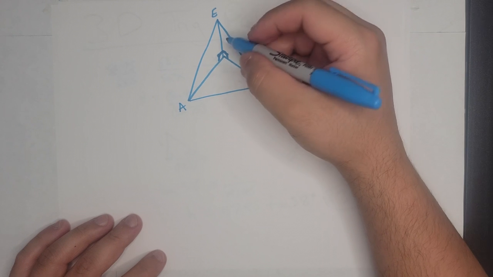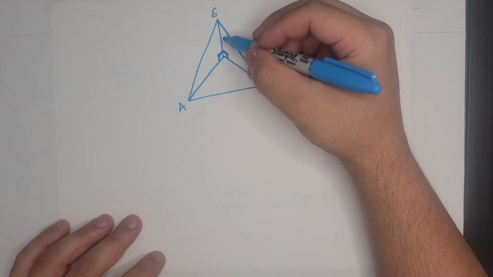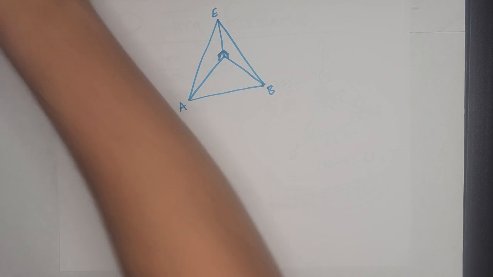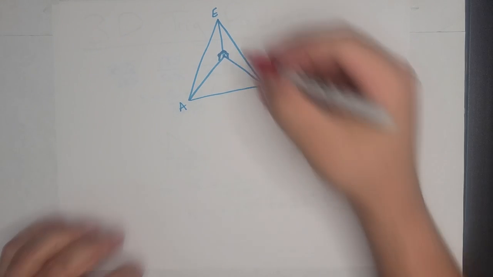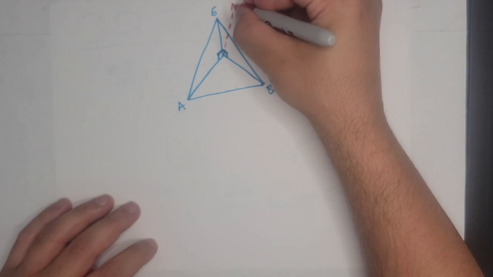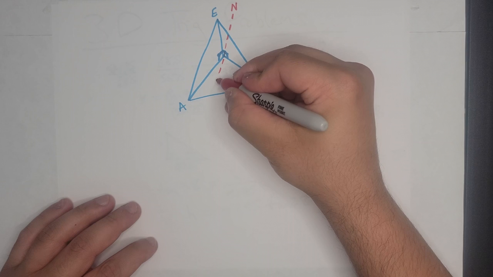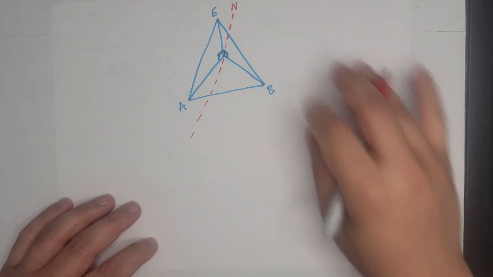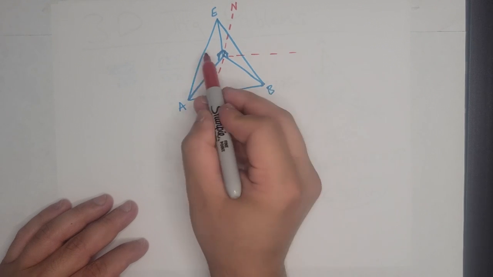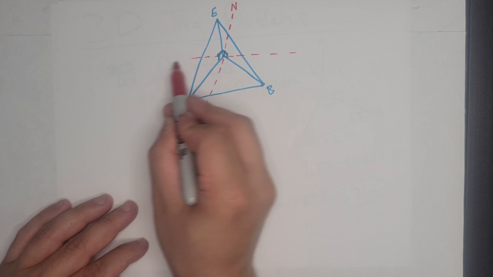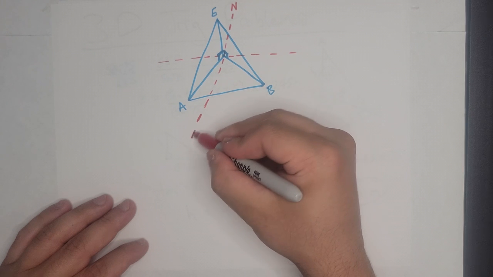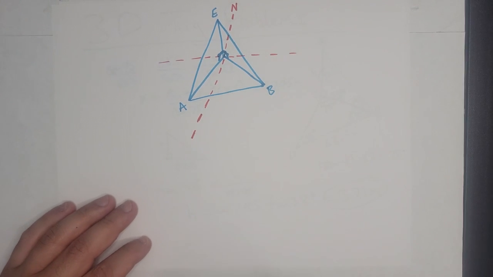Let's try creating a grid here. Let me use a different marker. What I'm about to draw is basically a Cartesian plane where this points north and then this will go like that. Let's pretend that's a straight line.